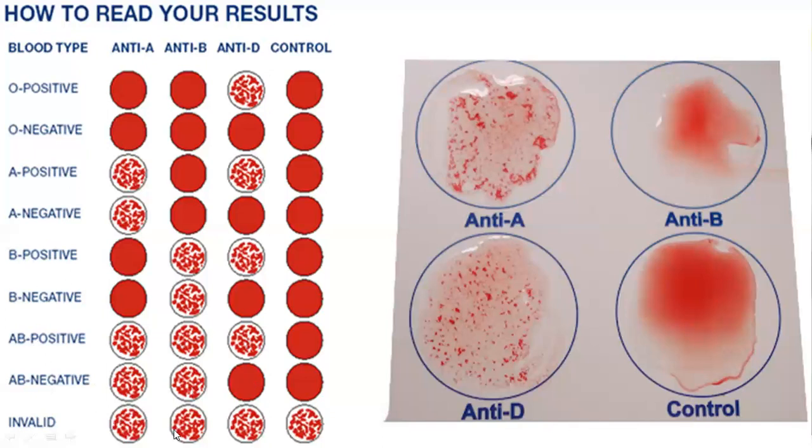Then this person, you're having reaction all the way, including the control. So it means that these results are invalid because even the control is reacting. You didn't add anything to the control, but you have a reaction. So you discard these results or you redo your test because these results are not valid. So that's how you do blood typing.